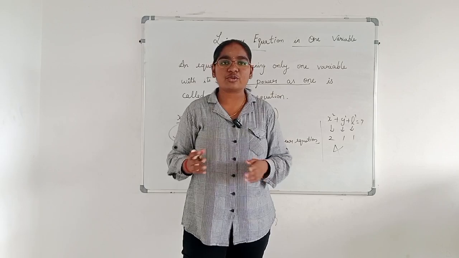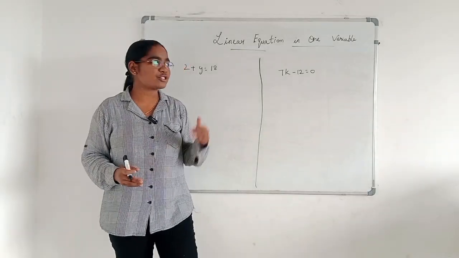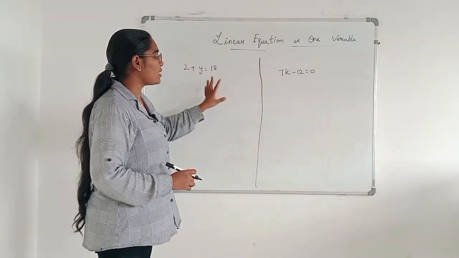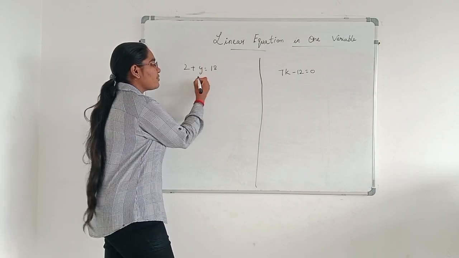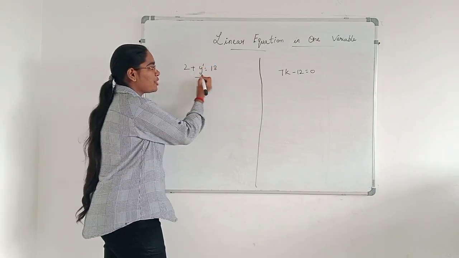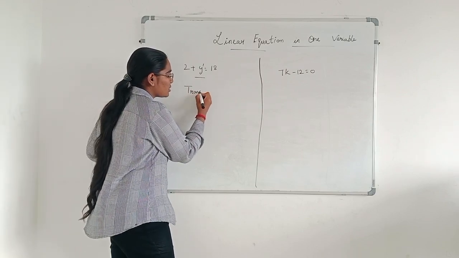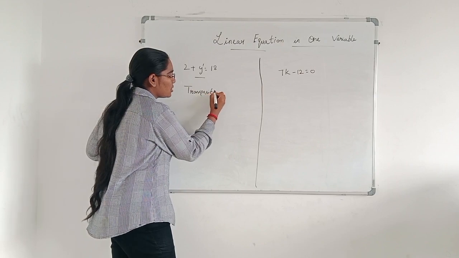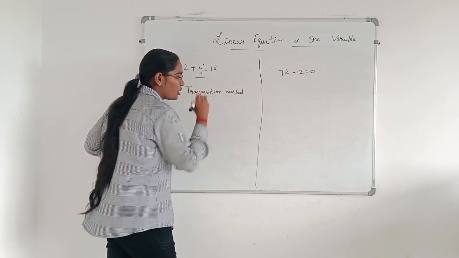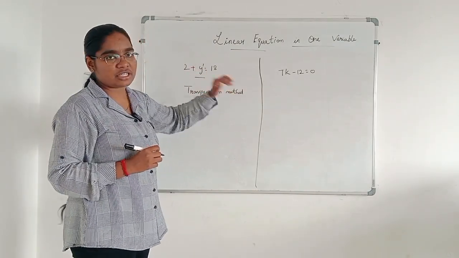Okay. Now we can do some problems related to linear equation. We are going to solve these 2 problems. These 2 problems are linear equations because the variable's highest power is 1. We are going to find the value of this variable by using the transposition method. We are going to learn to solve this linear equation by the transposition method.